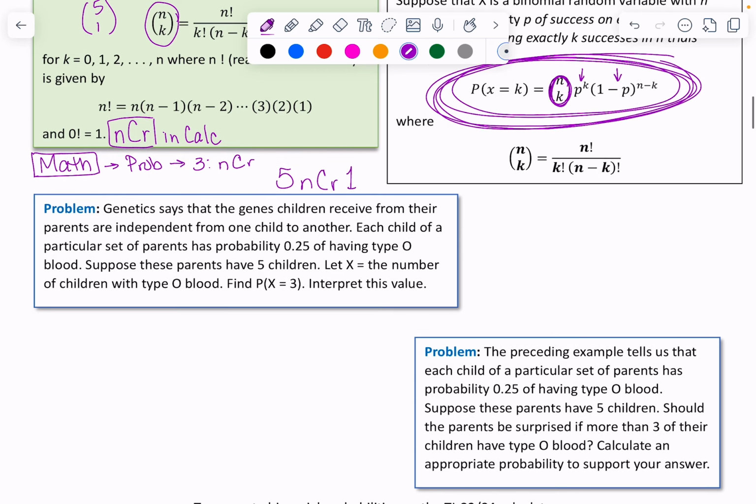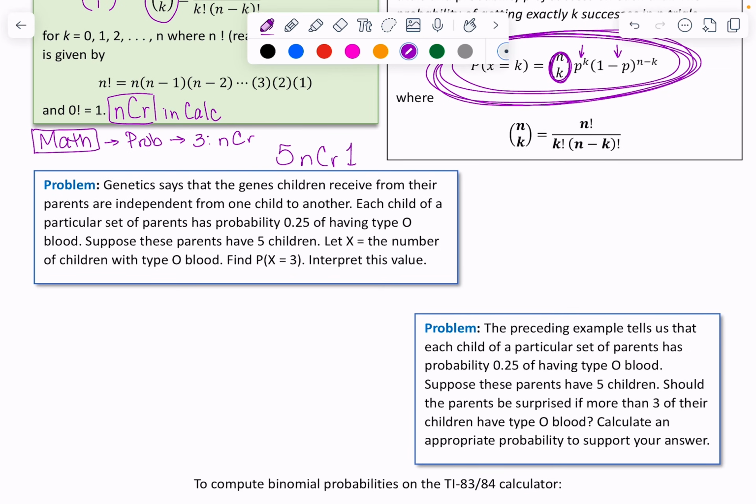Okay, so for example here, genetics say that genes children receive from their parents are independent from one child to another. Each child of a particular set of parents has a probability of 0.25 of having type O blood. Suppose they have 5 children. Find the probability x equals 3.